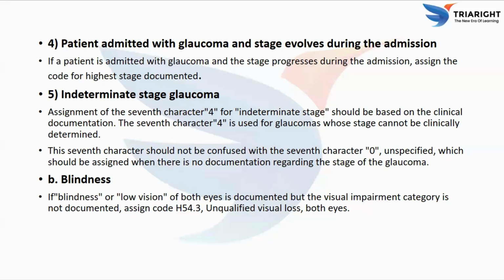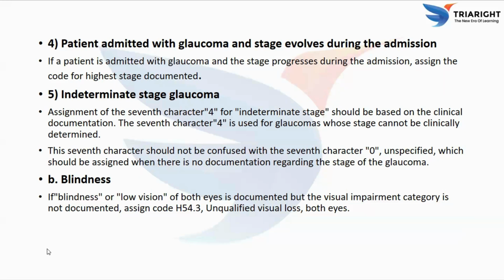So seventh character 0 indicates the unspecified stage. So whenever the documentation does not mention the stage at all, or the clinician did not record any stage, or else there is no specific information regarding the stage, you have to assign the seventh character as 0, which indicates unspecified. So this is the difference between the indeterminate stage and unspecified stage.